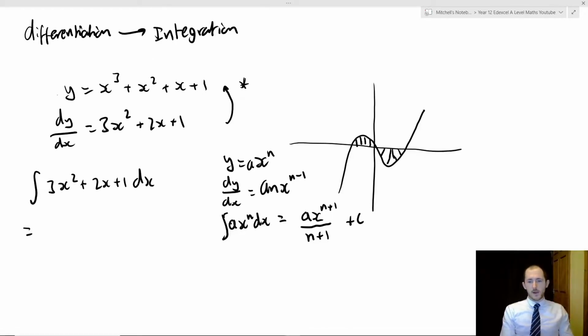So we have 3x squared, add 1 to the power makes it cubed, and divide by the new power. Plus 2x, add 1 to the power, divide by the new power, plus 1. Now, if you have a constant, all you do is you add an x on the end. Because x to the power of 0, add 1, you get x to the 1. Divided by 1, you just get x to the 1, so it's just x.